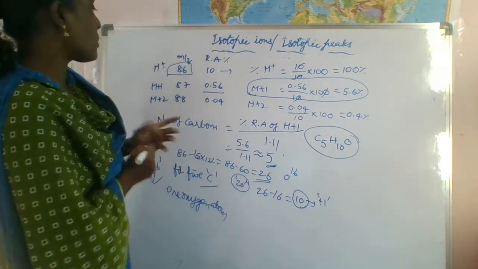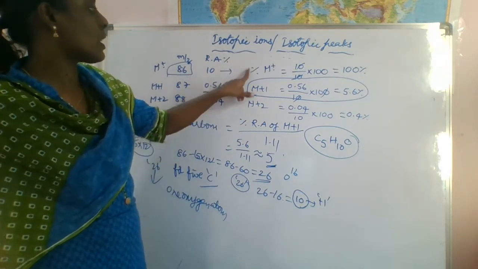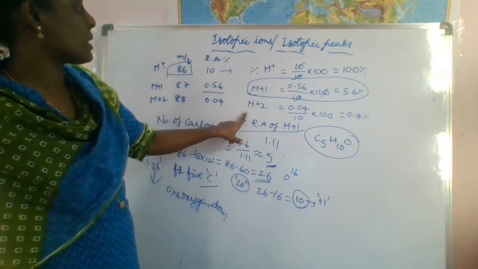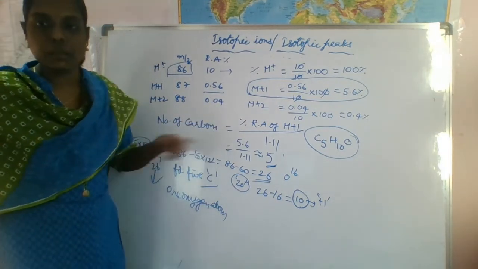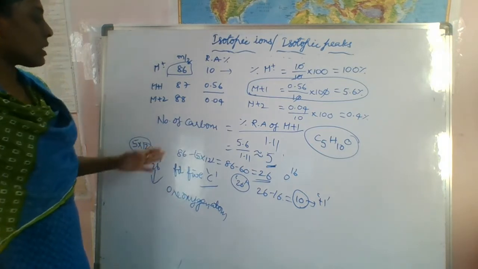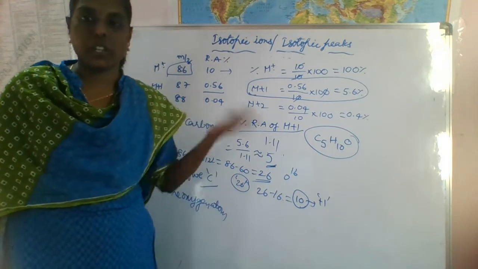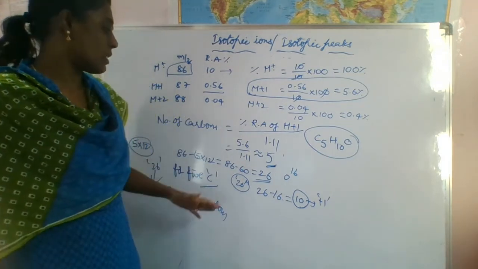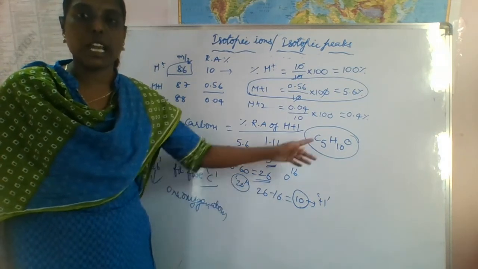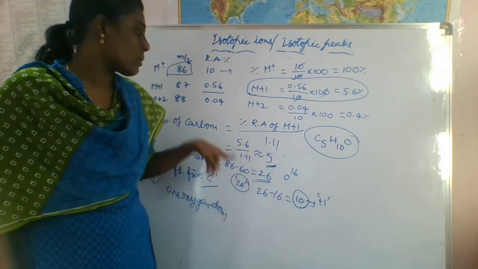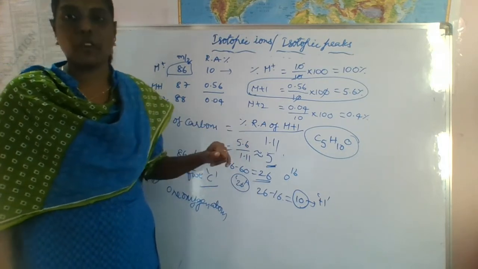So like this, we have to determine the molecular formula, right? So first we have to calculate the percentage of molecular ion and M plus 1 ion, M plus 2. Then you have to determine the number of carbons. Thereby you can determine the number of oxygen atoms, or whatever the elements present, and hydrogens. Like this you have to calculate the number of carbon atoms. Then you can determine the molecular formula, right?